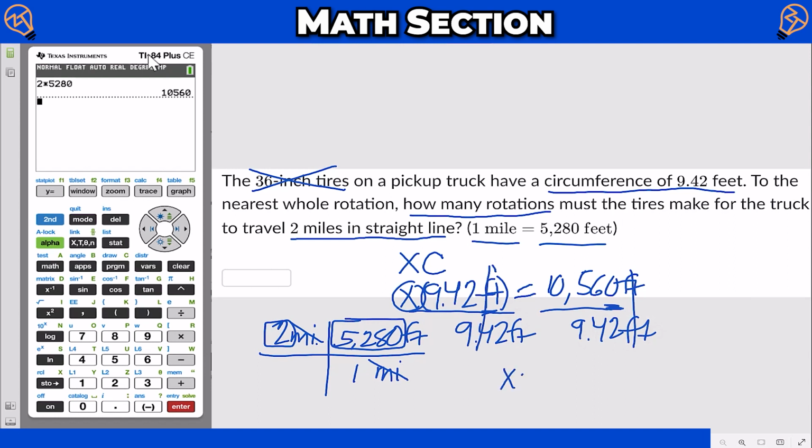And we end up getting approximately, I'll just press divided by, it'll take the most recent answer and divide it by 9.42. And notice it says to round to the nearest whole rotation. So that ends up being 1,121.